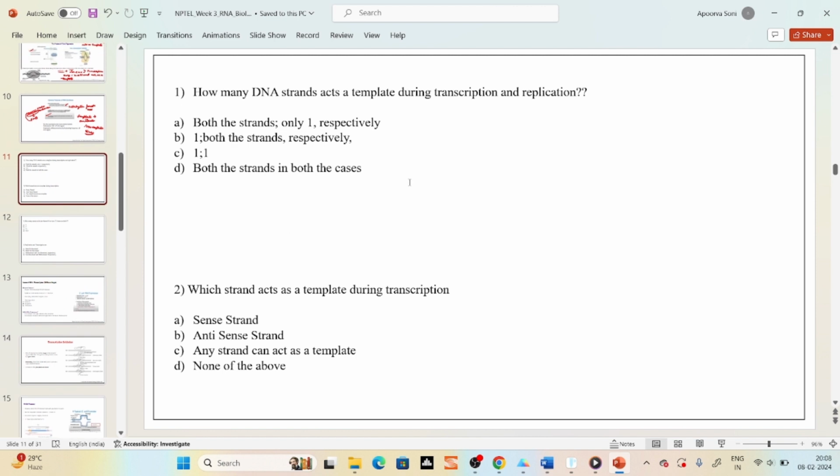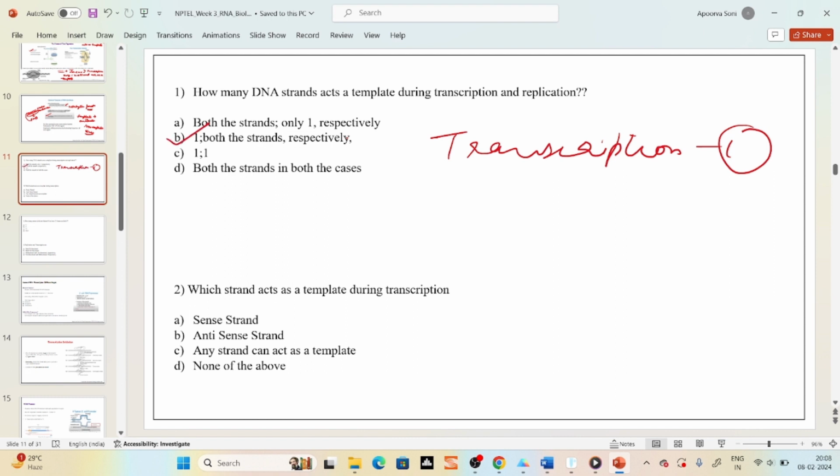How many DNA strands act as a template? So during transcription, only one strand is needed, whereas during replication both the strands are needed. So the answer would be B.